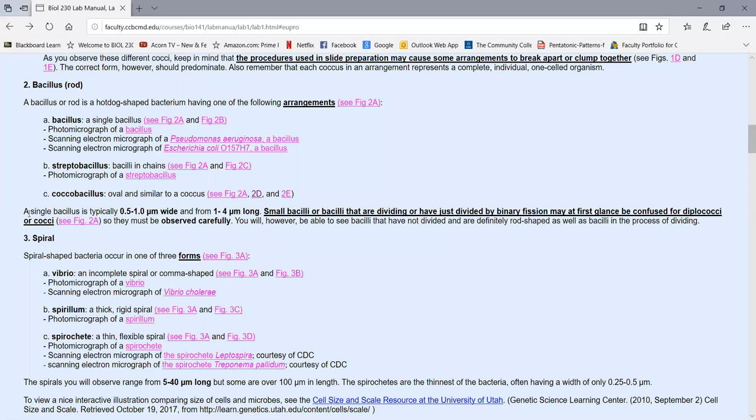Now a single bacillus is typically about 1/2 to 1 micrometer wide, maybe 1 to 4 micrometers long. But again, remember, if it's a dividing bacillus, it could look like a diplococcus. So anytime you see diplococcus, always double check to make sure it's not a dividing bacillus. Look for the hot dogs.